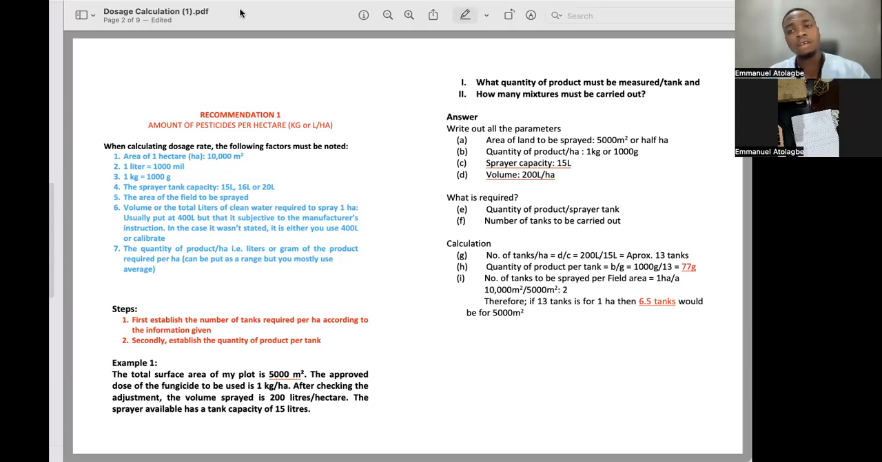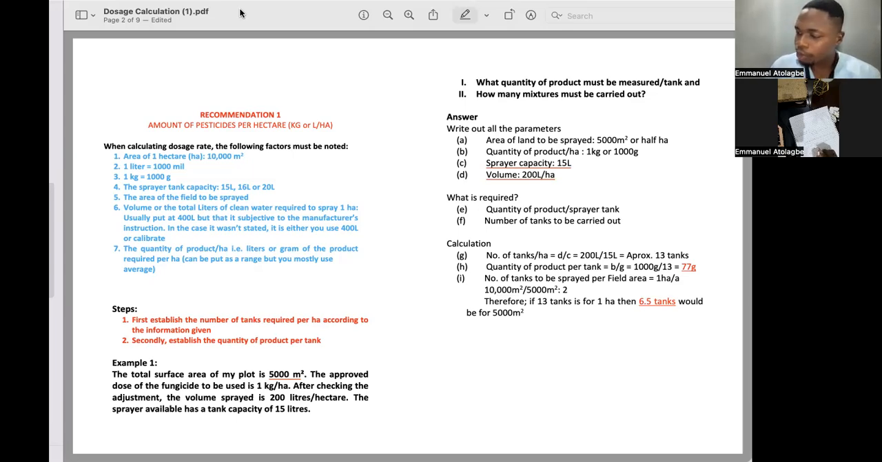Remember, you are not calculating for a hectare. You are calculating for half a hectare, which is 5,000 square meters. So you can go the long route to say, oh, let me calculate for a hectare first. Whatever I get, I can then divide by 2 to get the amount it will take for half a hectare, which is 5,000 square meters. So answer, this was what was done here.